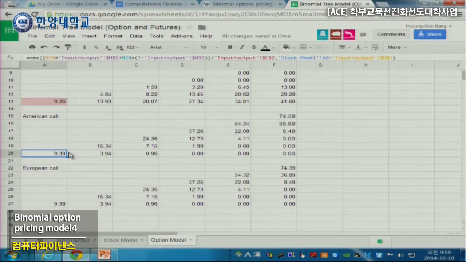So why? It means that in case of dividends, the American option is more likely to be exercised earlier, right? That's why it makes the American option more valuable, right? Then why, if there is a dividend, is it more likely that the American call is exercised earlier? Why is that?